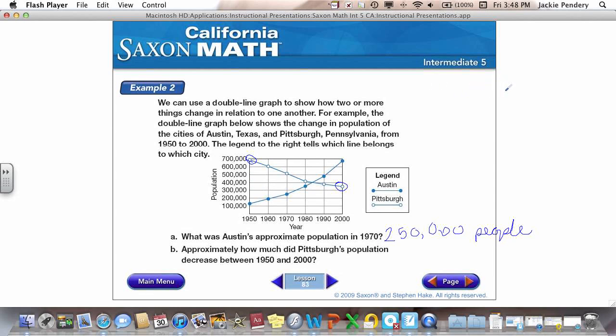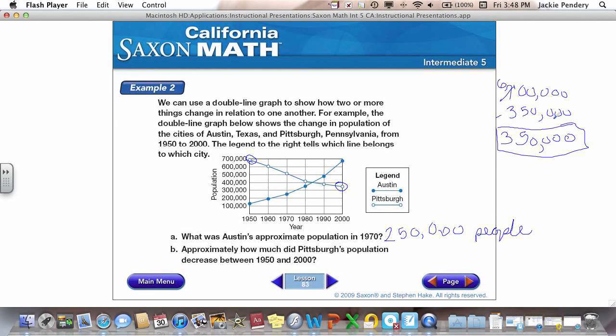So 700,000 minus 350,000 equals... 10 minus 5 is 5, 6 minus 3, 350,000 people. Okay?